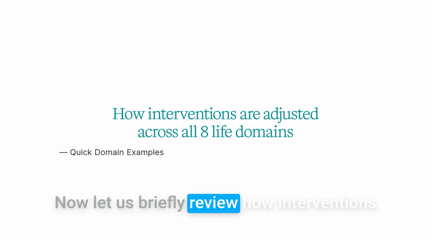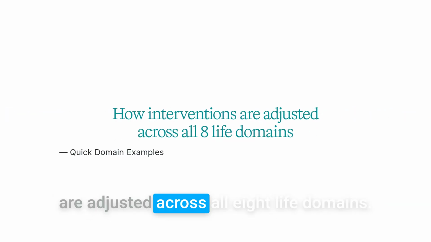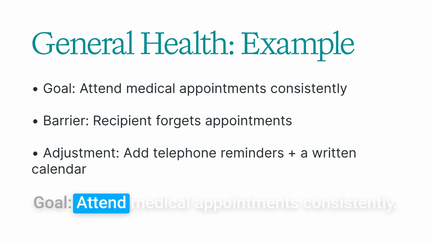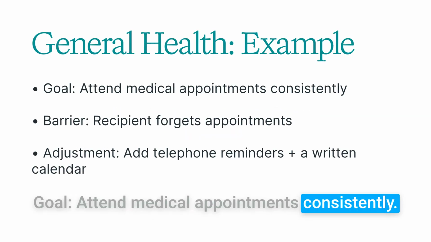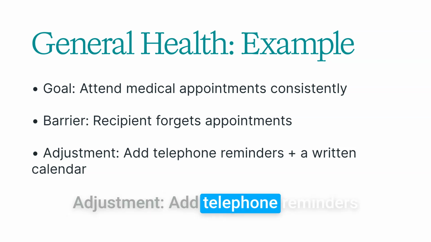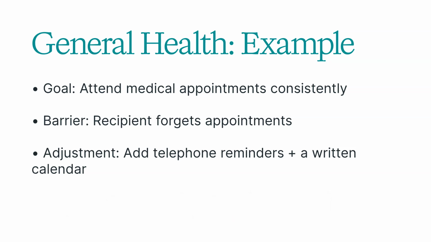Now let us briefly review how interventions are adjusted across all 8 life domains. General health. Goal: attend medical appointments consistently. Barrier: the recipient forgets appointments. Adjustment: add telephone reminders alongside a written calendar.